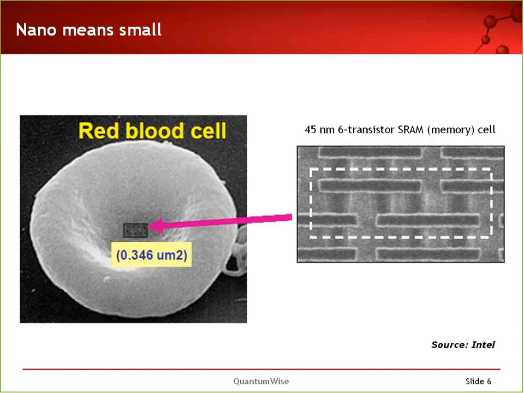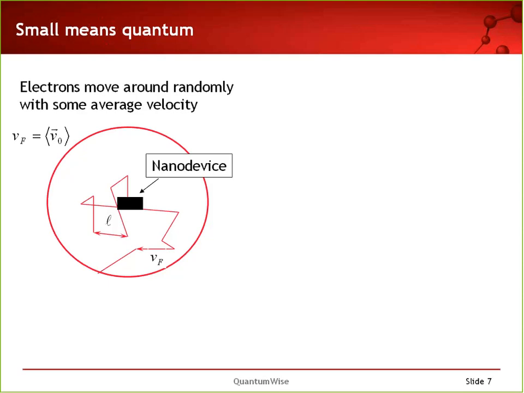So definitely nano means small, but if we're really talking about nanotechnology or nanoelectronics, there must be something more. And what it in particular means when you go small is that things become quantum. The laws of motion of electrons is no longer guided by Ohm's law, but instead we have quantum effects. So what does that mean? Well, it is very simple.